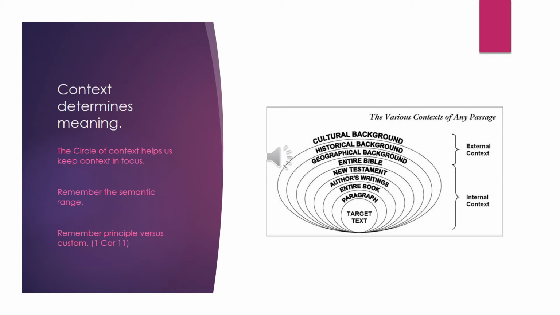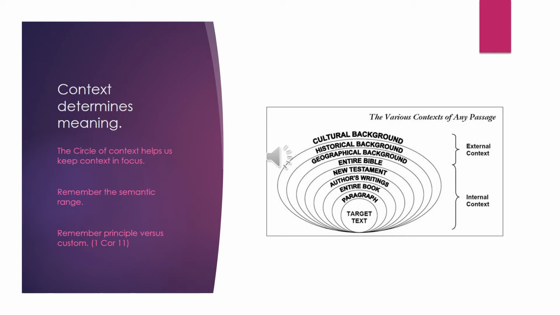So we can start with the target word or target verse and see the meaning there. If we can't find it there, we go to the next step: paragraph, the entire book, the author's writings, the New Testament, and further out. We do want to stop at the closest circle in to the actual target text before we go too far out.